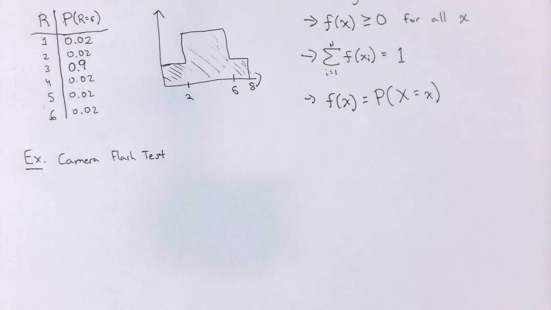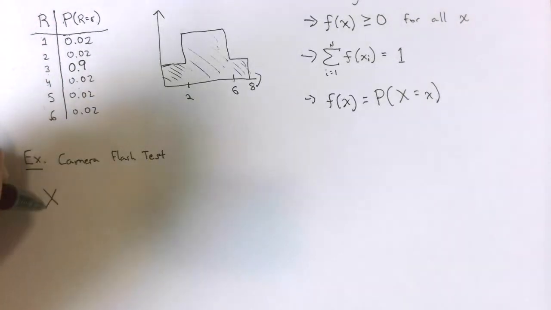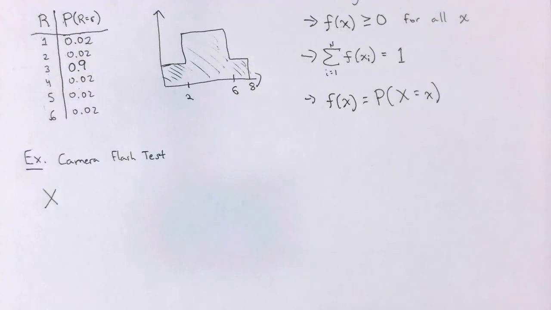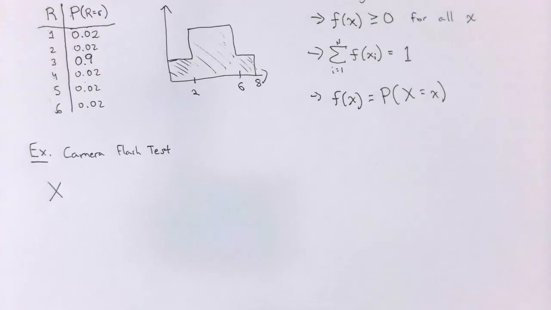So let's say that you perform 3 tests on a camera flash, and you use the data from your experiments to develop a probability distribution. In your probability distribution, the random variable x is going to represent the number of times the flash passed the test. In other words, you use a camera flash, and then if it passed the test, then good. If it didn't pass, then okay. So the number of times the flash passed the test is your variable x.